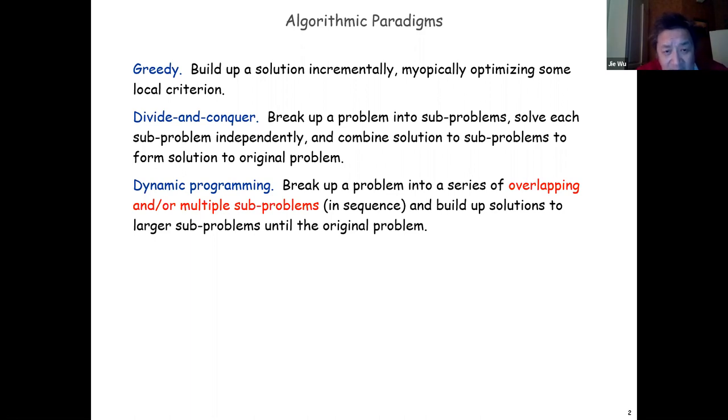So dynamic programming is more involved. Instead of breaking a problem or partitioning the problem, where partition usually means that there's no overlap, into sub-problems, sometimes you have to break a problem into a series of overlapping or multiple sub-problems in sequence. So I changed a little bit. In the book, it just emphasized overlapping. I also say multiple sub-problems. Sometimes you have to apply these multiple sub-problems in a certain sequence, not just once, and build up the solution to larger sub-problems until the original problem is solved. So dynamic programming is very involved because, depending on the problem, you must decide how to break up overlapping or multiple sub-problems. That's based on your experience or on case studies.